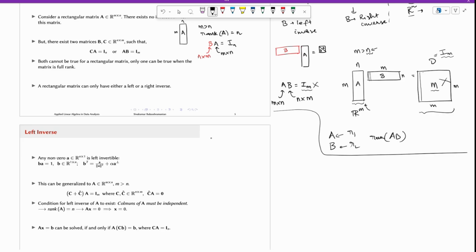Let's start with a very simple example. We're talking about left inverses. Left inverses exist only for tall matrices. The simplest possible tall matrix is what?